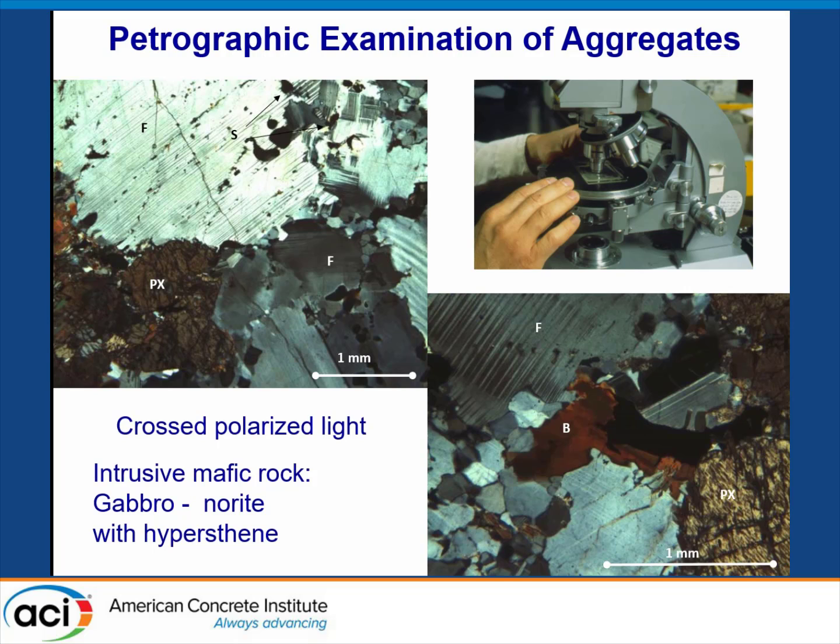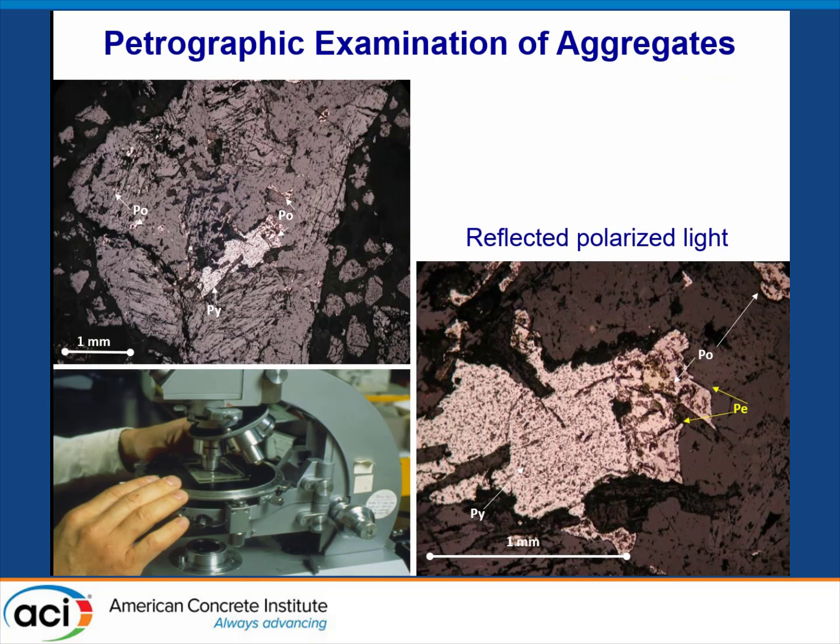The rock in the Trois-Rivières area is an intrusive mafic rock. It's a type of gabbro. It's enriched with hypersthene. And here you can see, in reflected polarized light, the sulfide minerals. Here you have the pyrite and also pyrrhotite. We have a small amount of pentlandite too.